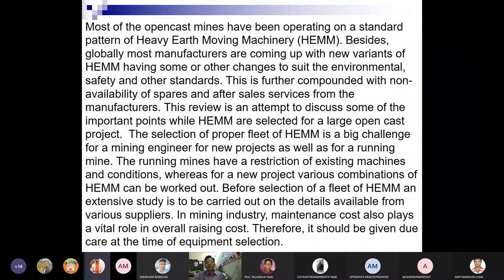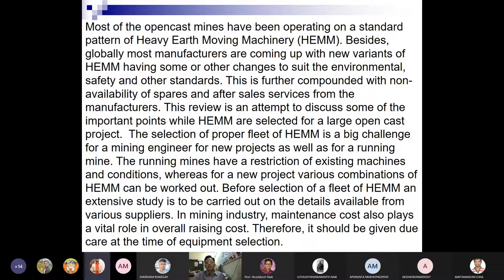This is further compounded with non-availability of spare parts and after-sales services from the manufacturers. This review is an attempt to discuss some of the important points while heavy earth-moving machineries are selected for a large open-cast project. The selection of a proper fleet of heavy earth-moving machineries is a big challenge for a mining engineer for new projects as well as for a running mine. The running mines have a restriction of existing machines and conditions, whereas for a new project, various combinations of heavy earth-moving machineries can be worked out.